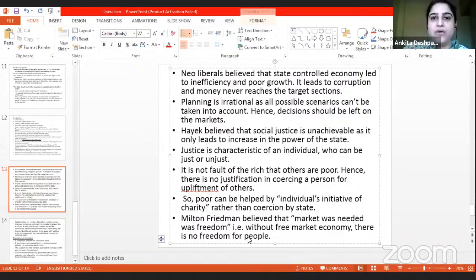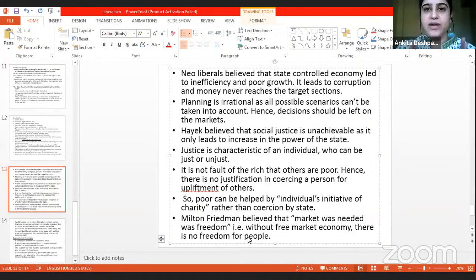Extreme libertarians or extreme liberals say we don't require the state. What is the state's work? Protection and defense. If the state is only required for protection and defense, why do you require a state? Let's hire private agencies. So the state is also not required. But these were extreme neoliberals.